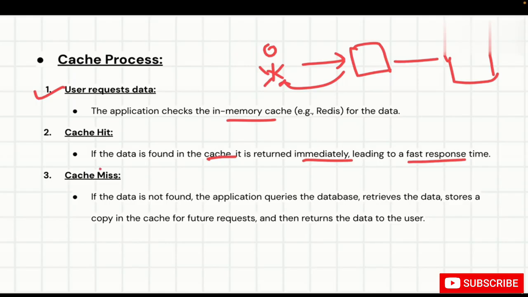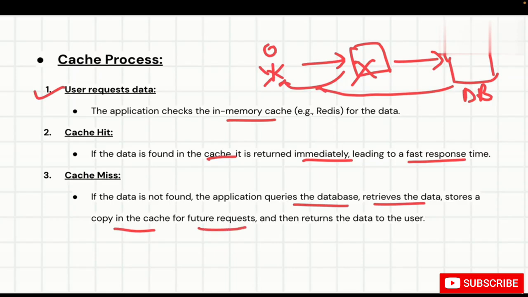And a cache miss is when the data is not available in the cache. The request is then passed to the database, the data is returned to the user, and that data is saved into the cache for further usage. Let's understand this concept in more detail. If the data is not found, the application queries the database, retrieves the data, stores a copy of it in the cache for future requests, then returns it to the user.